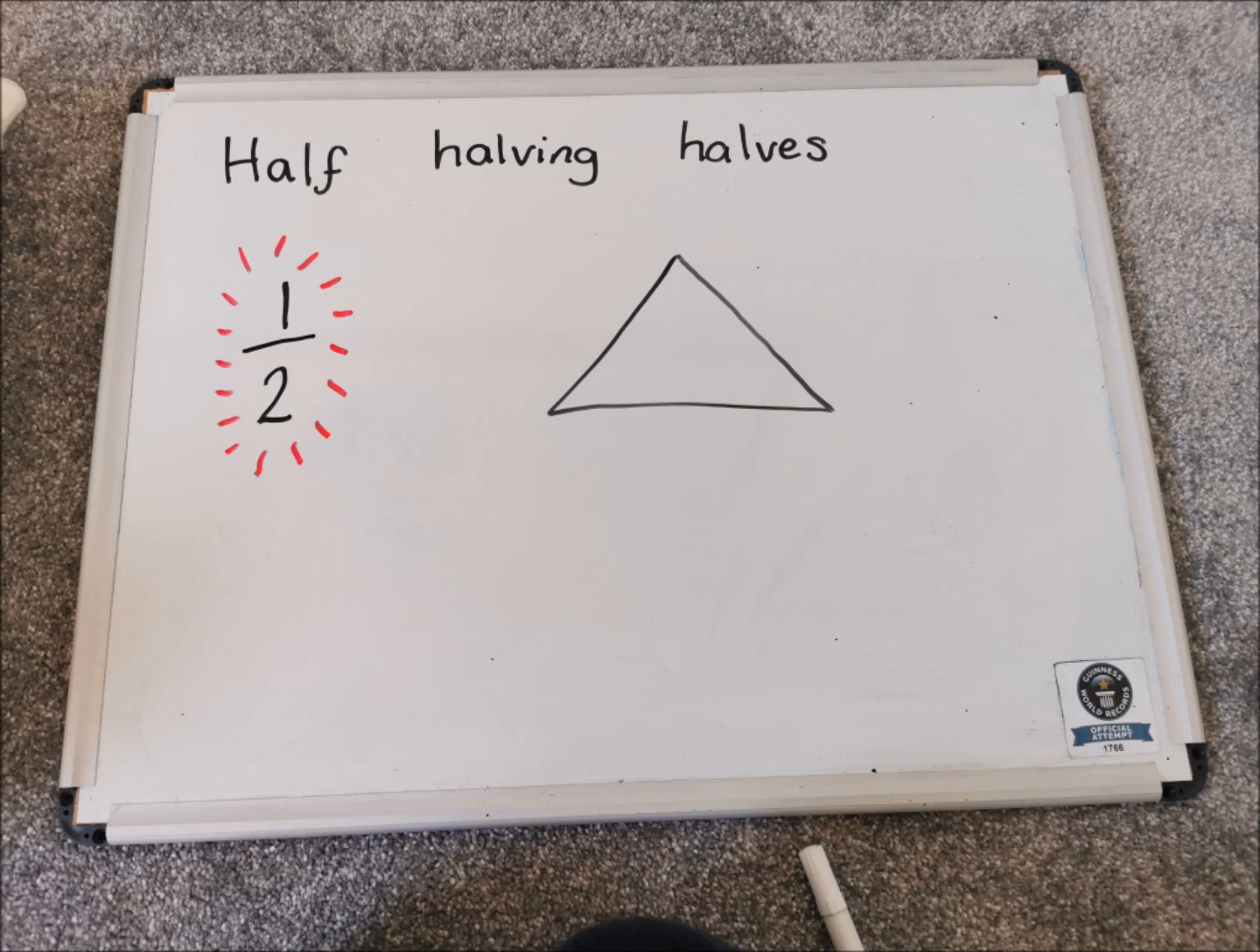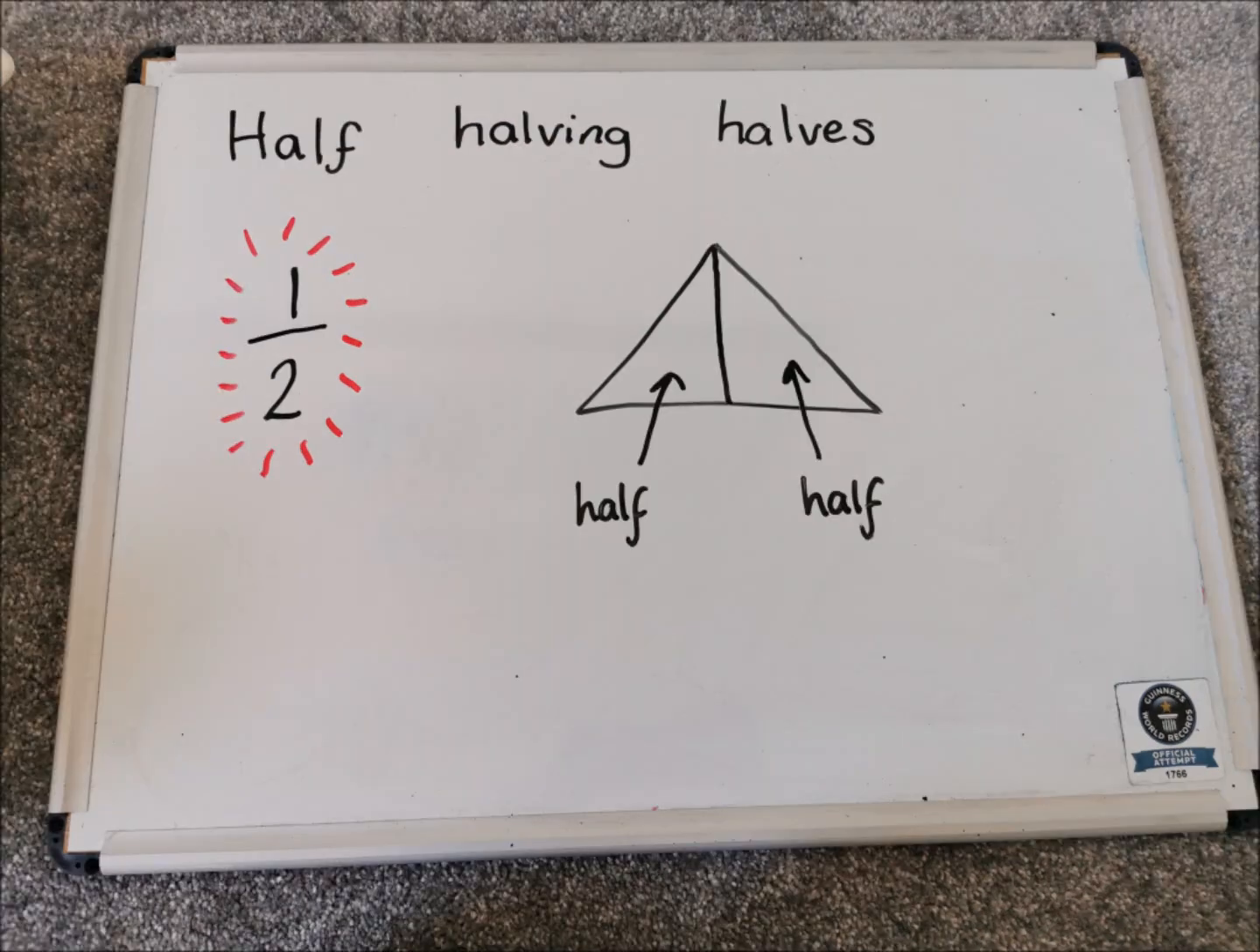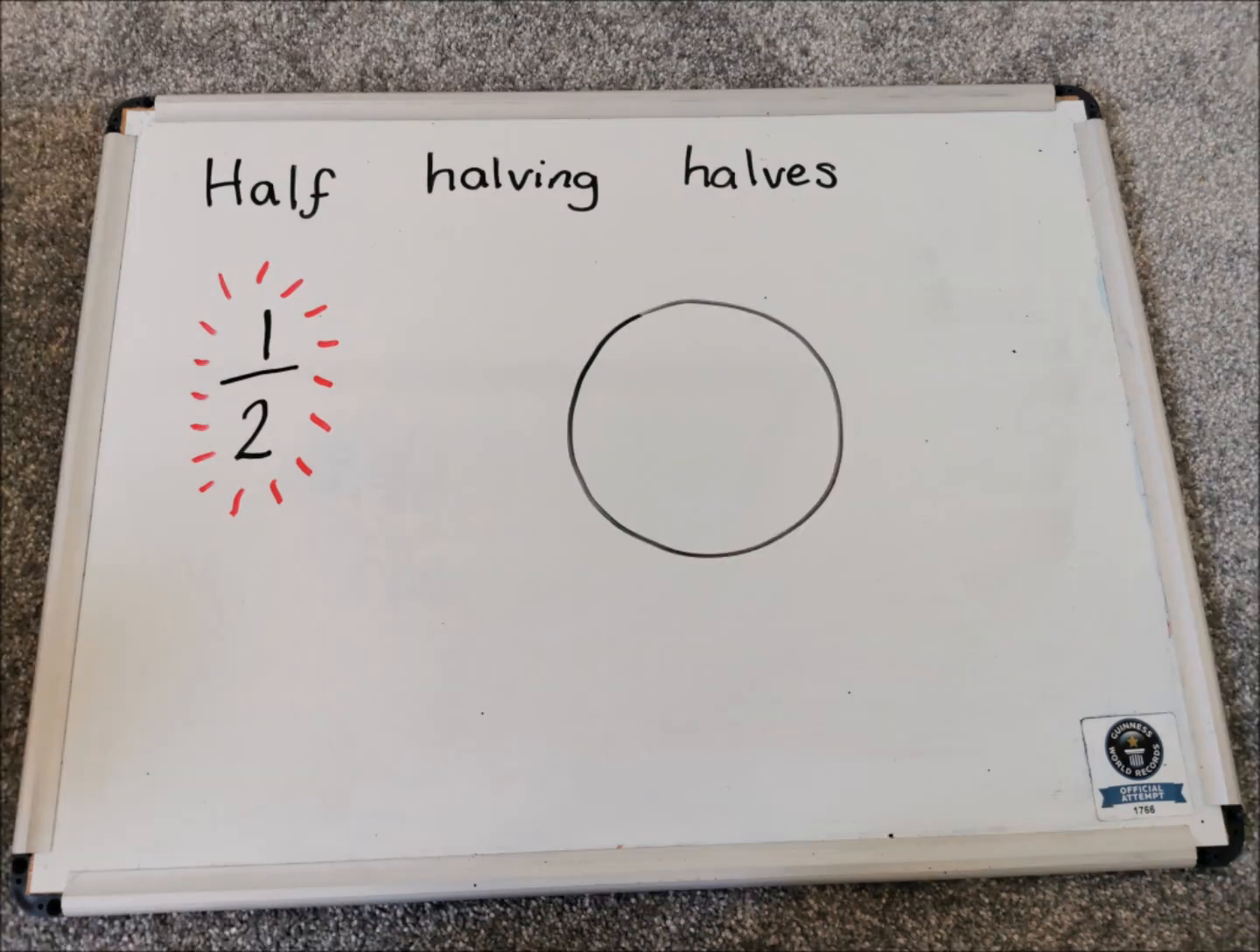So let's have a look at another shape, because sometimes it's not always squares that we're cutting in half. Let's have a look at a triangle. So if I cut the triangle into 2 equal sections, I've got a half on this side and I've got a half on this side. So again, 2 halves make a whole, and they're 2 equal sizes. Let's have a look at a circle now.